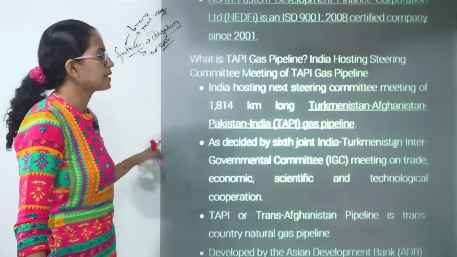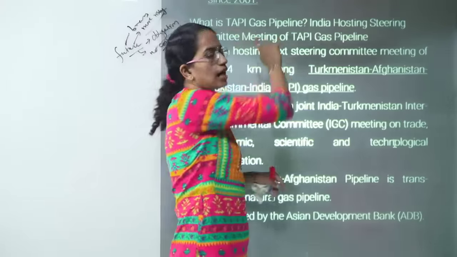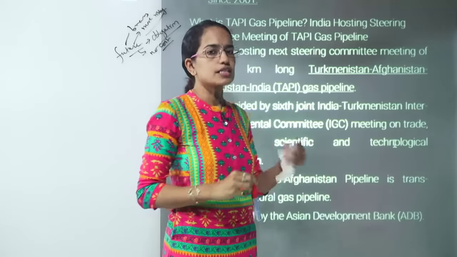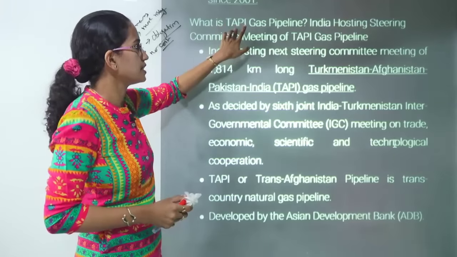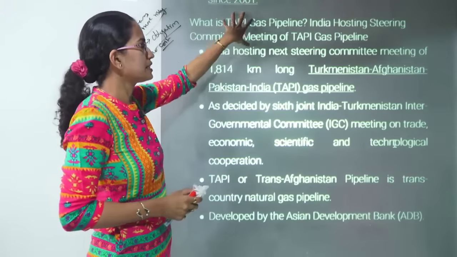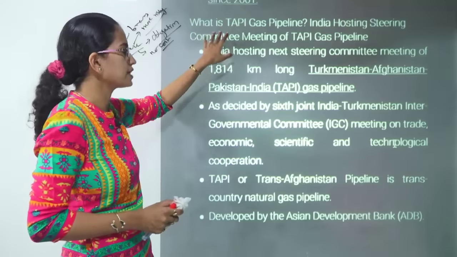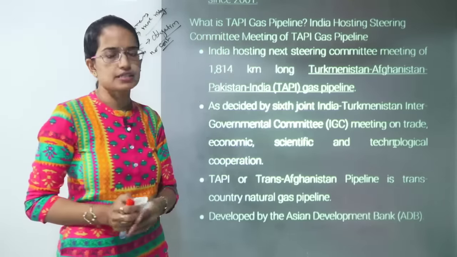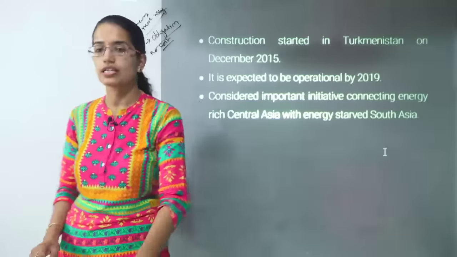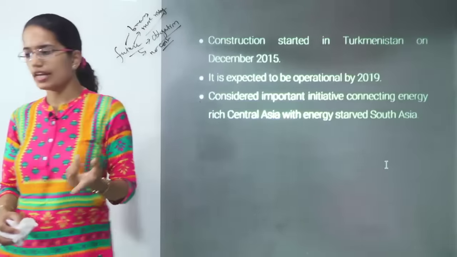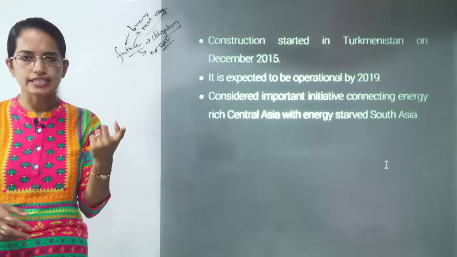The next is the TAPI gas pipeline. Very important to note, you should not confuse it with the Tapi river that flows in India. This TAPI is the name of the four countries, the initials: Turkmenistan, Afghanistan, Pakistan and India. It's basically a relation between India and Turkmenistan, where you would have a gas pipeline that would cross Afghanistan and Pakistan, and this would be one of the major steps that have been done as a relation between India and Turkmenistan. Again, a very important part of your international relations.